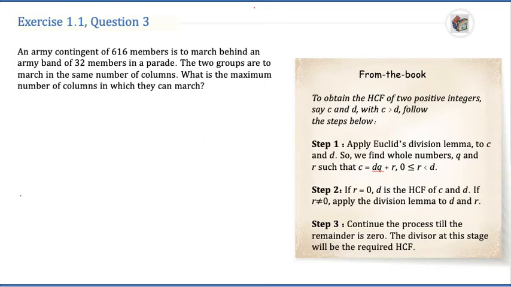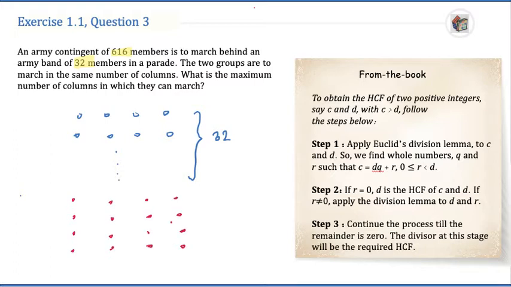Exercise 1.1, question 3. An army contingent of 616 members is to march behind an army band of 32 members in a parade. So you will have 32 members in front, arranged in some way. I don't know how they're going to be arranged, but you will have 32 members in front. These are members of the army band, and behind them you're going to have these 616 members who are a part of the army contingent.